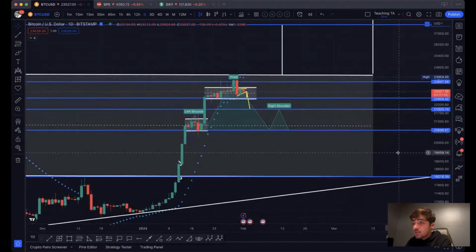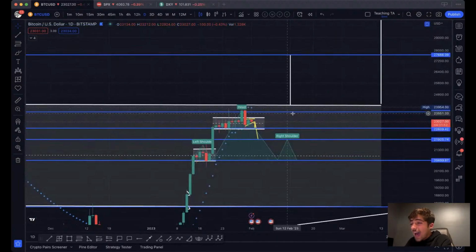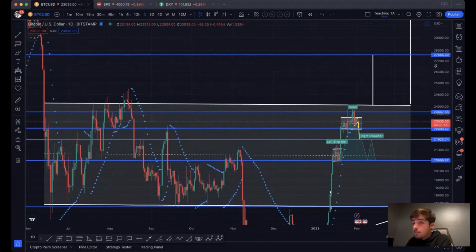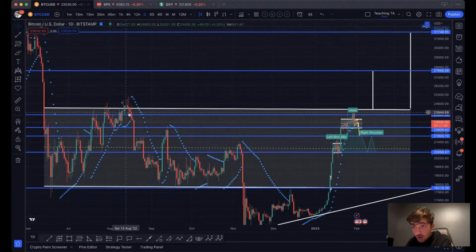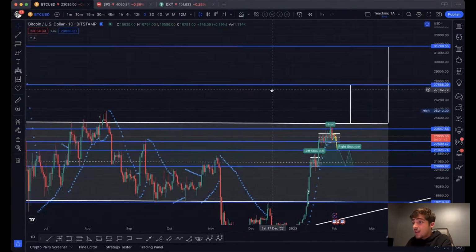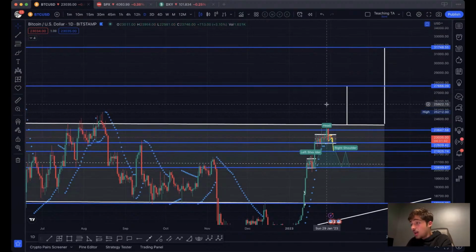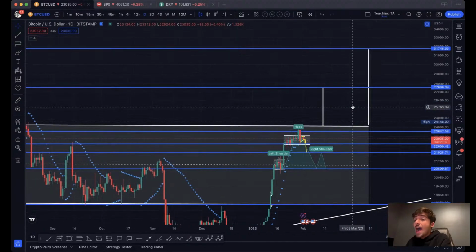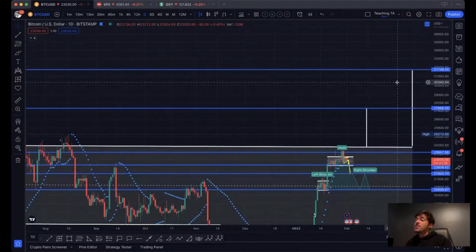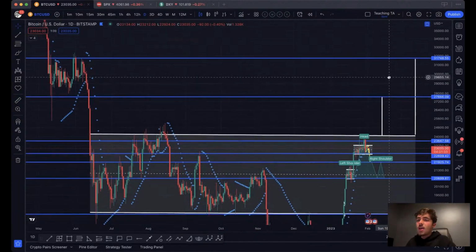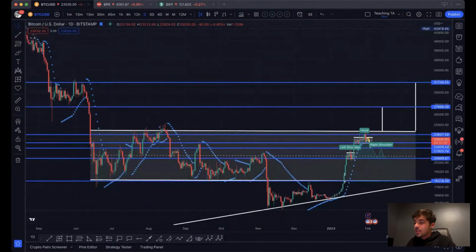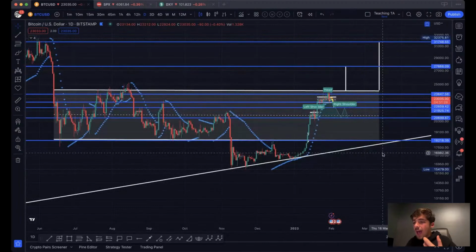However, if we decide to break to the upside, then we would have to go past $24,000. And upon which, if we see major volume and we get back above these prior swing highs, then we could see $27,000, $27.6K Bitcoin. And if we get past that, then we can see $31,000 Bitcoin. But again, we have a couple of milestones to get through before we see all of this happening.